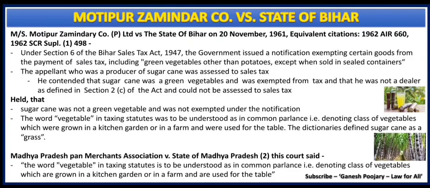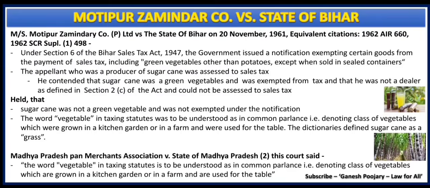Why? Because under a section of the Bihar Sales Tax Act 1947, the government issued a notification exempting certain goods from the payment of sales tax, including green vegetables other than potatoes, except when sold in sealed containers. Now, if you prove that sugarcane is also a green vegetable, you are getting exemption on paying sales tax under this notification. So the appellant wanted to prove that sugarcane is a vegetable.